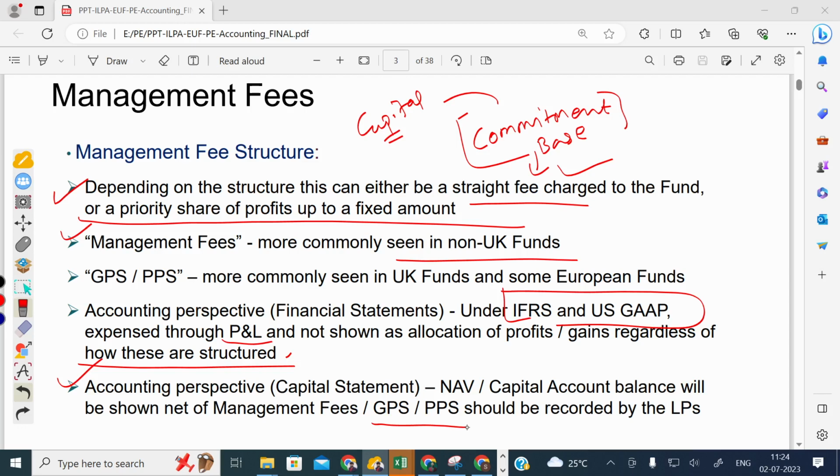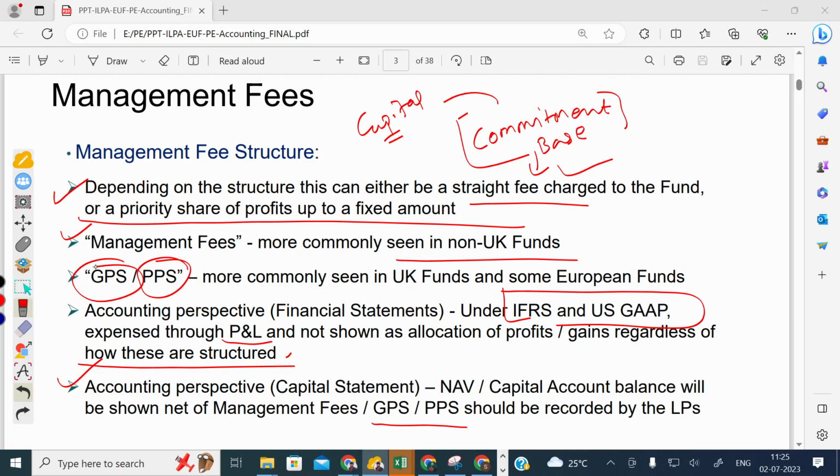Priority profit shares. PPS means priority profit shares. If you see any priority, it means if they have issued any units to any investor, it means providing preference in that way. And GP means general partner shares, right? So general partner shares, and priority preference, priority profit shares.